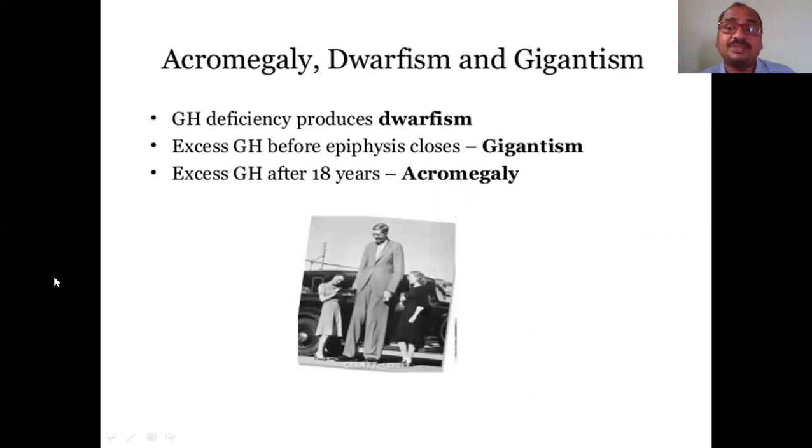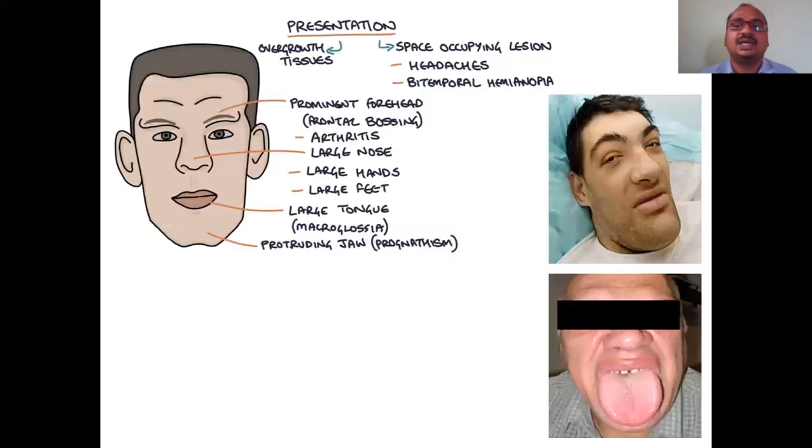And one more term is there that is also very important for competitive examinations. That is called acromegaly. What is acromegaly? We know dwarfism, we know gigantism. Acromegaly is excess growth hormone after 18 years. If it is before 18 years, gigantism occurs. After 18 years, if there is an excess of growth hormone release, it leads to acromegaly. Very important.